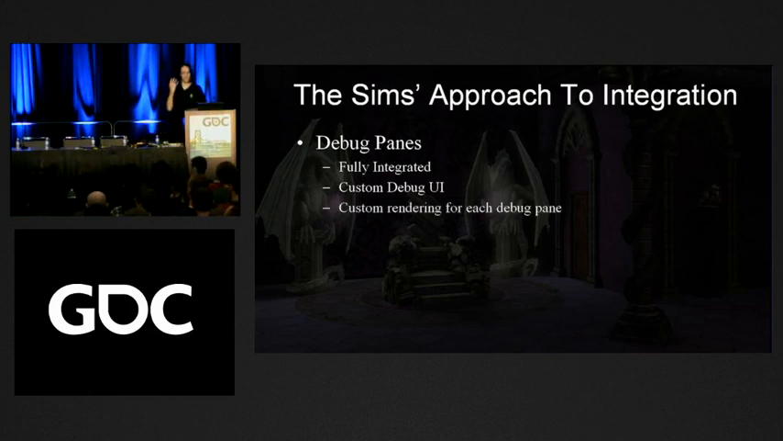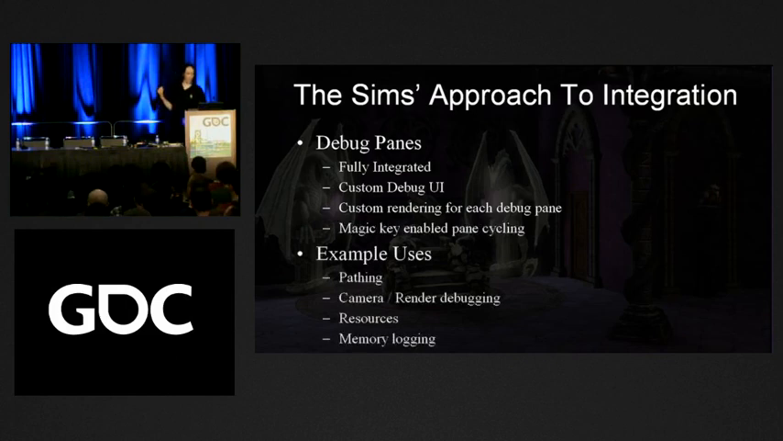There's custom debug UI that they had, and custom rendering for each debug pane. Again, it was like a magical keystroke that would just open these things up. The real advantage of this was our in-engine stuff. This was for pathing and camera and resources and memory logging and all that kind of stuff. So this is very integrated into the C++ side. And I'll actually go into more detail on exactly how both of these things were written and pushed into the game layer. So that was our real main approach to it.